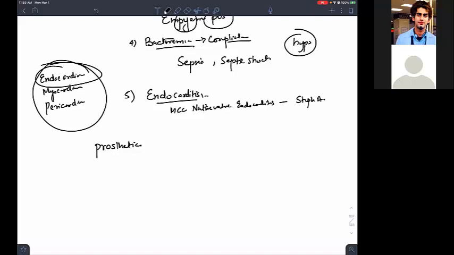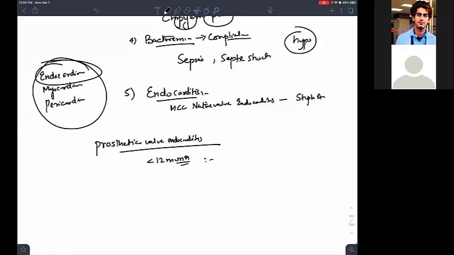So if you did a surgery today and in less than 12 months you see a prosthetic valve endocarditis, the most common cause of infection would not be Staph aureus. That is the wrong answer. It would be Staph epidermidis. Are we able to understand?